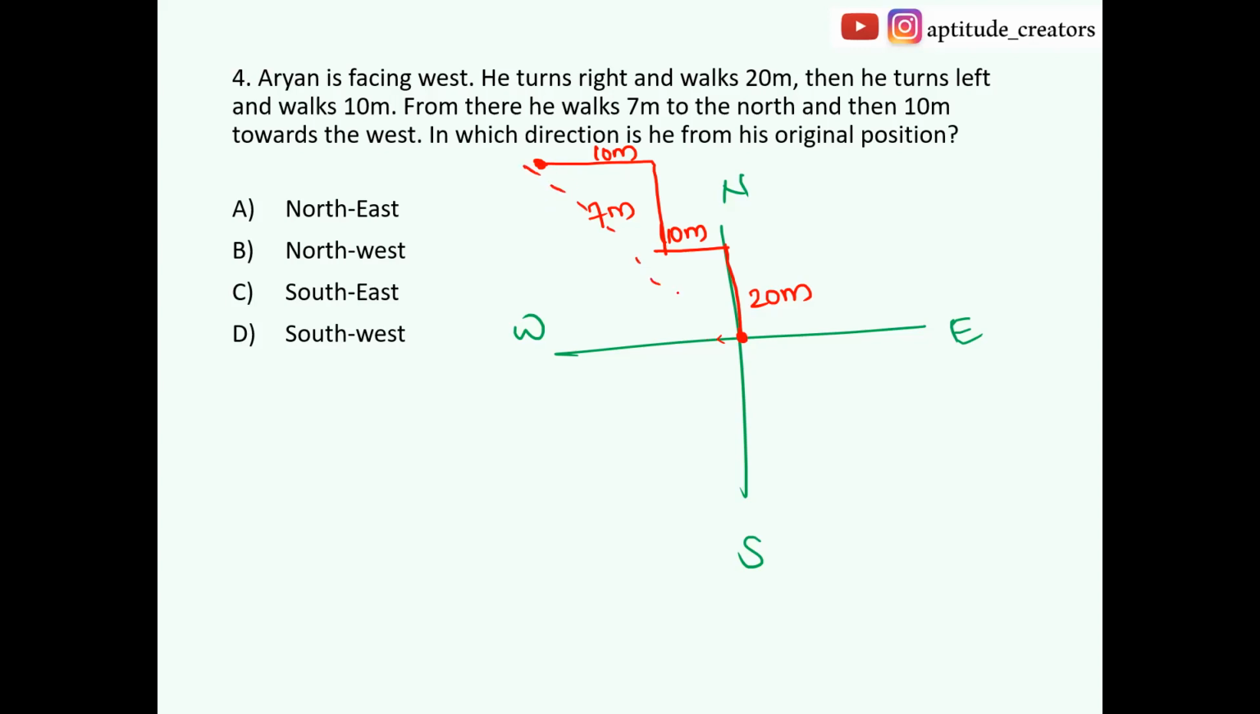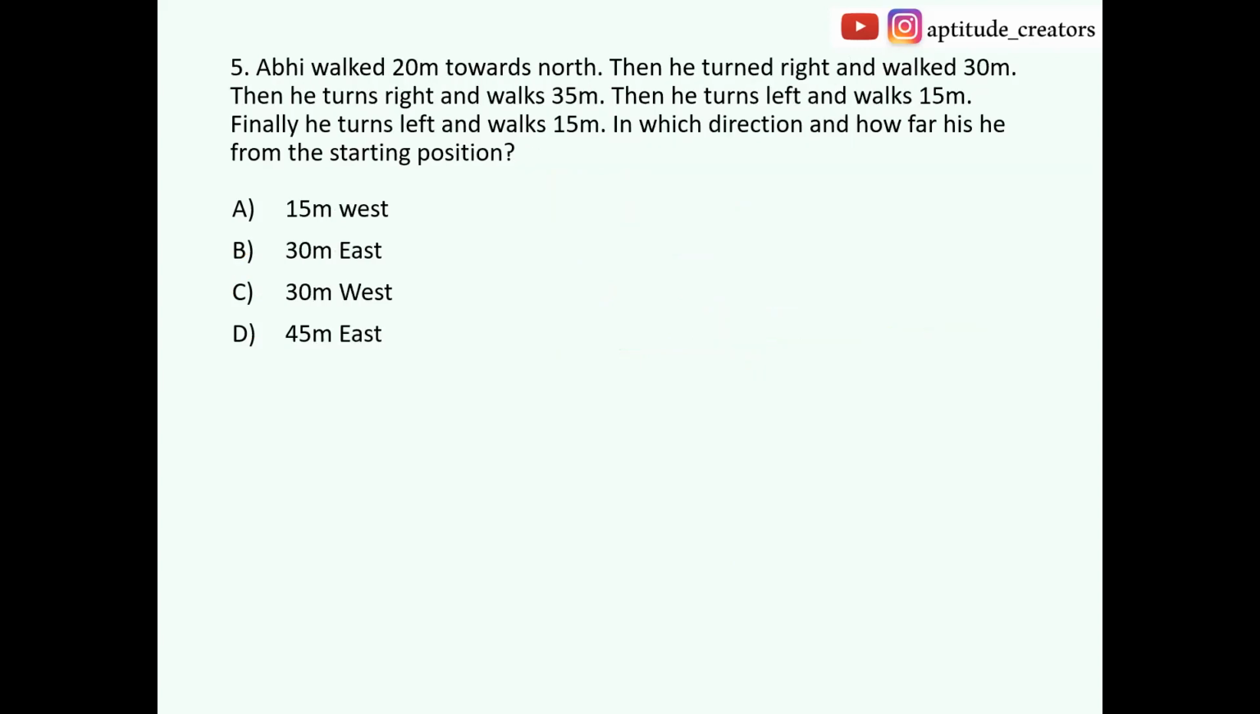Here, if I'm looking like this, we can say between north and west. Correct. We can say northwest. The answer is option B, northwest direction. Moving forward to next. Abhi walked 20 meters towards north.